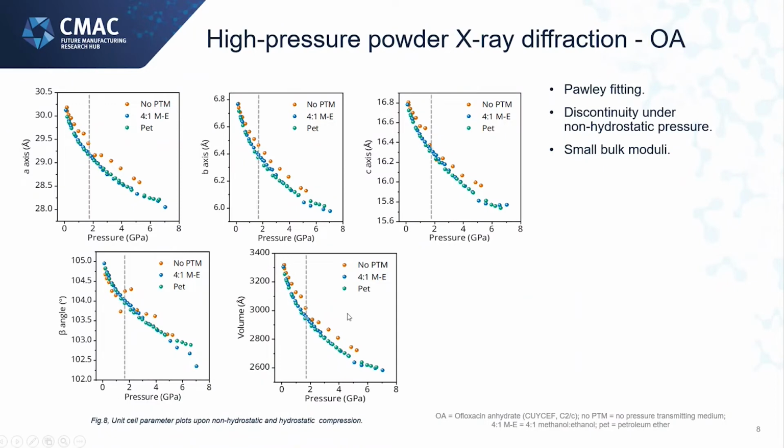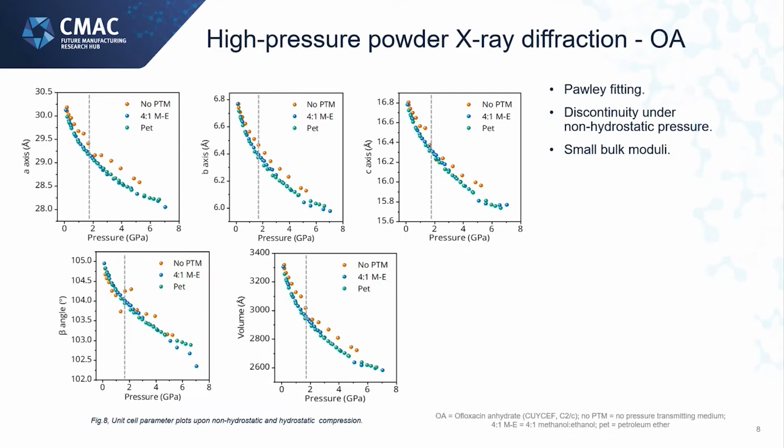There does seem to be a discontinuity for no pressure transmitting medium just before the 2 GPa mark, which we think could potentially indicate a phase transition. We would need to look into it further using single crystal X-ray diffraction experiments. It's also quite interesting to see how with non-hydrostatic pressure, the compressibility is significantly less than for hydrostatic pressure. Yeah, that would again be interesting to look at a bit further.